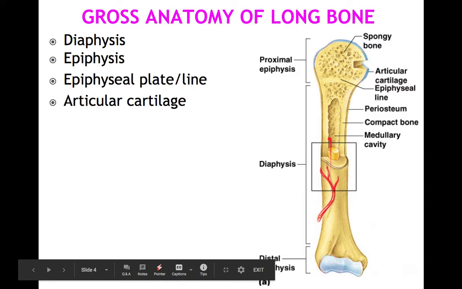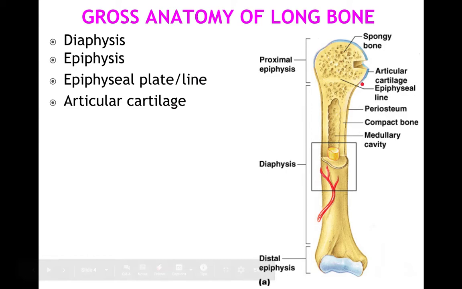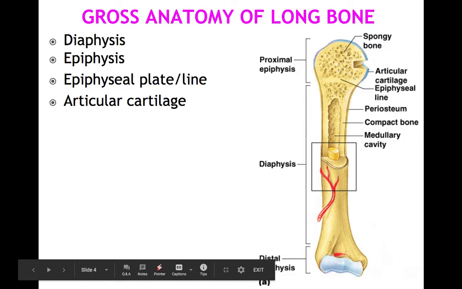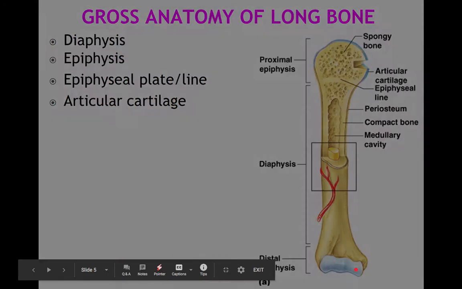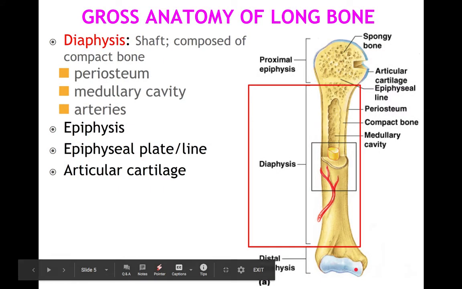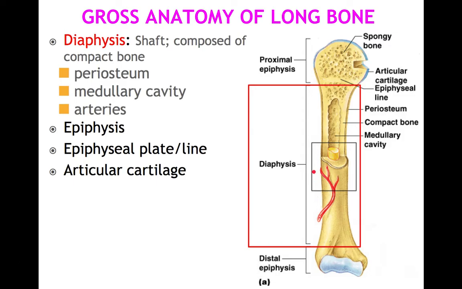There's also the epiphyseal plate, and as you grow up, that plate becomes an epiphyseal line. And then last of all, there's articular cartilage here on each of the epiphyses, also down here, that cushion at the joints. So let's start with the diaphysis. The diaphysis has this shaft that's composed mostly of compact bone. And the outer covering, which you see right here, is called the periosteum.